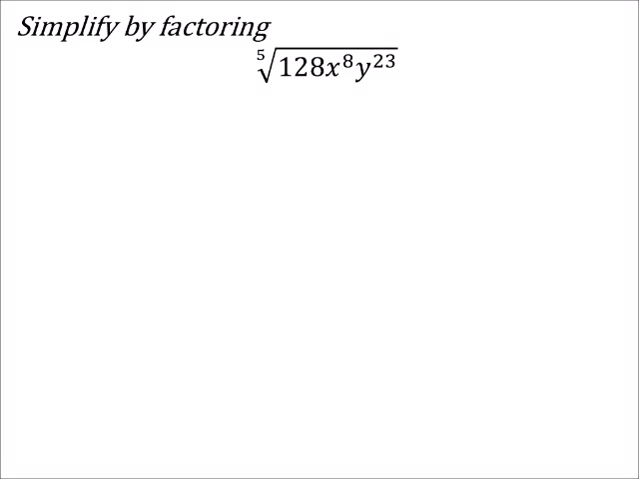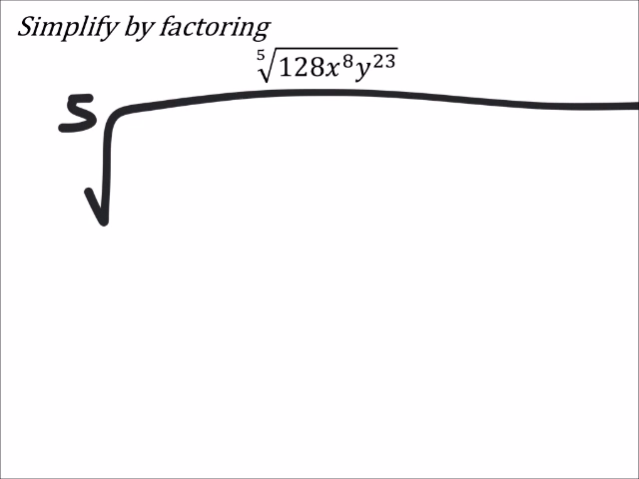So let's try this a different way, which hopefully will help you to understand it. Now, we already broke up 128, so that's not going to be a big deal. I'm going to have a big fifth root of some stuff. And no, I am not going to write 23 y's. Sorry, but hopefully it will make sense what we do anyways.